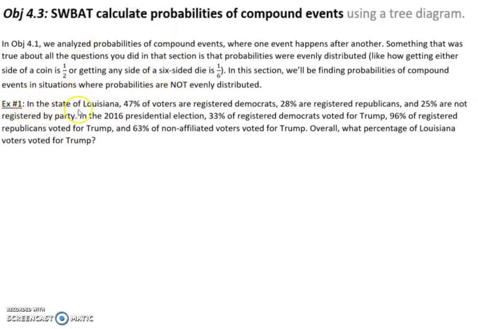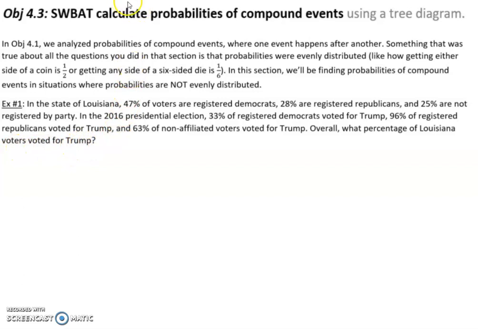So let's see. In the state of Louisiana, 47% of voters are Democrats, 28% are Republicans, 25% are not registered by party. We call those independents. In 2016, in the presidential election, 33% of Democrats voted for Trump, 96% of Republicans, and 63% of non-affiliated voters, independents, voted for Trump. Overall, what percentage of Louisiana voters voted for Trump?